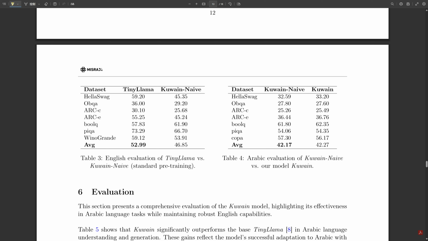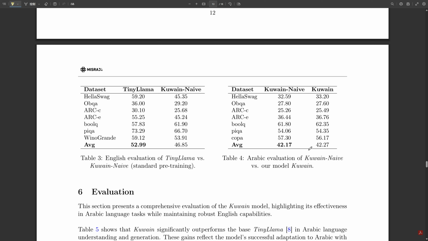So the bottom line then, how did Kuwain actually perform out in the wild against other Arabic models on standard tests? Well, considering its size, just 1.5 billion parameters, which is relatively small these days. Yeah, tiny compared to some. It achieved really competitive performance on standard Arabic language benchmarks. Table 5 shows it's a massive improvement over the base Tiny Llama model on Arabic tasks, as you'd hope.